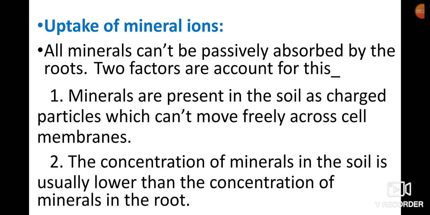Plants obtain their carbon, hydrogen and oxygen from carbon dioxide and H2O. The remaining nutrients are obtained from minerals present in the soil. Most of the minerals present in soil can enter plants through the root system. Plants grow and develop depending on the mineral nutrients available in the soil. So in this session, we are going to discuss uptake of mineral ions.